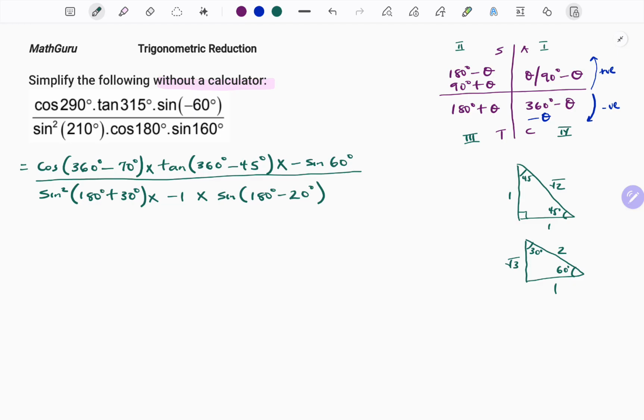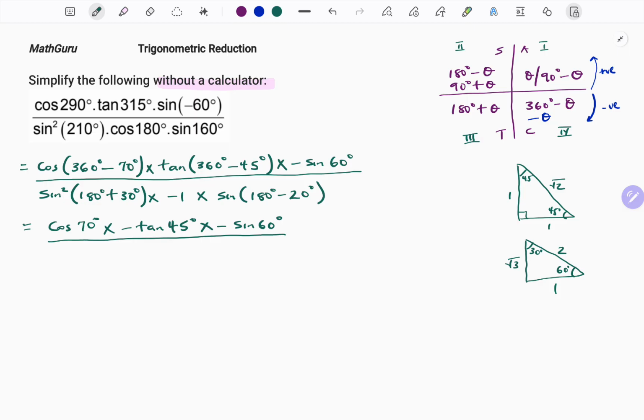Now that I'm done with the first part of my reduction, I'm going to simplify further. Cos 360 minus 70, fourth quadrant, cosine is positive, so that will be cos of 70 degrees, times tan 360 minus 45, that also falls in the fourth quadrant, and only cosine is positive, so that is going to be negative tan of 45 degrees, times sine 60. I'm going to leave that for now. Negative sine 60 for my denominator.